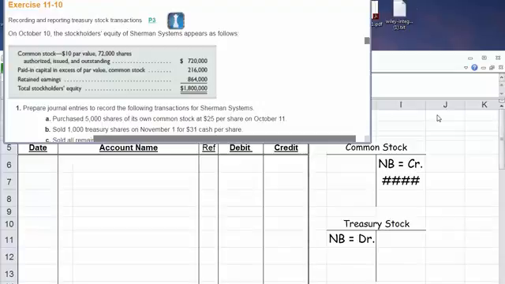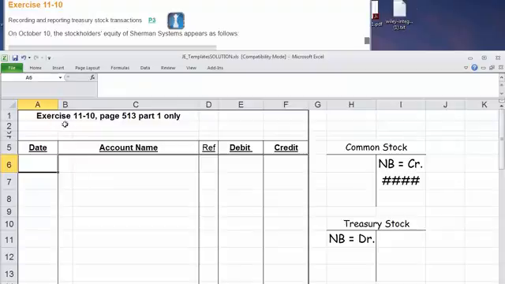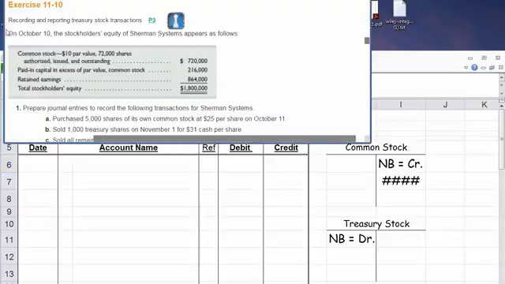This video will be on how to prepare the journal entries related to Treasury stock. We are going to use exercise 11-10 for our example. This can be found on page 513 of your textbook, and we're only going to do part 1 only. So let's go ahead and read the problem.